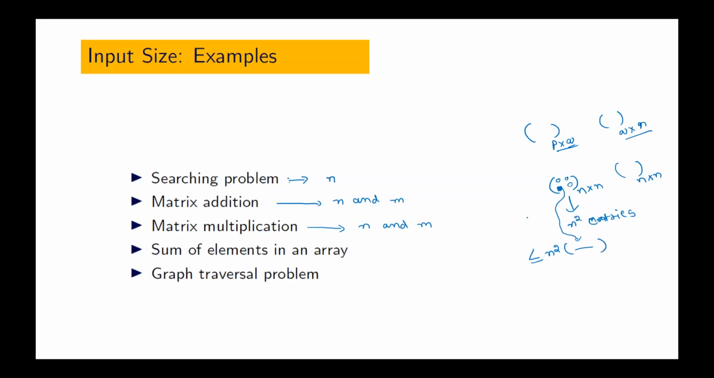Now, sum of elements in an array: a single parameter n is sufficient. Graph, any graph traversal problem: vertices and edges, the number of vertices and the number of edges. Is that okay? Fine. We'll come to this input size after some time.